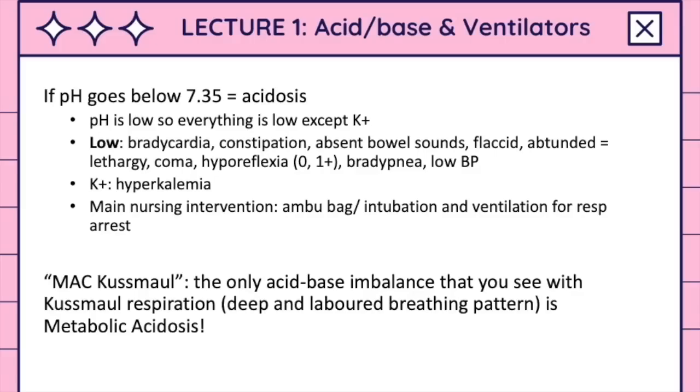The reason is Kussmaul's is a compensatory respiratory pattern for one and only one acid-base disorder. You only see Kussmaul's with one of the four acid-base disorders. Which one? Well, MAC tells you that. M for metabolic, and AC for acidosis. So MAC Kussmaul tells you that you see Kussmaul's with metabolic acidosis.